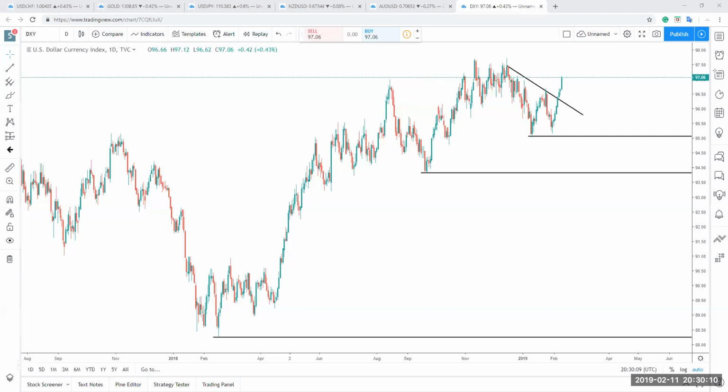Not the cleanest of charts, not the best of trades. So yeah, we don't have to trade it. There's a lot of good setups to be honest, so we don't have to force ourselves to trade that.